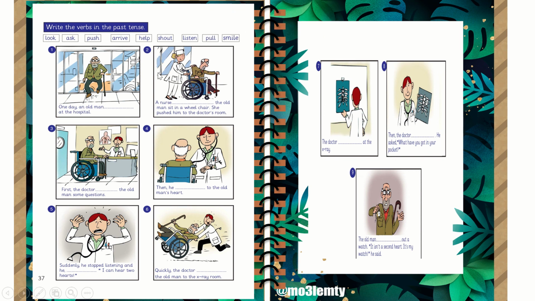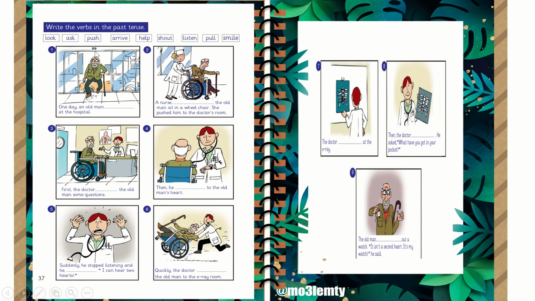Okay, so here we have shout, listen. I said to you, listen to me. Okay, pull. He pulls. For example, I said to you, can you pull this button for me? Pull, يسحب. Okay, smile, smile. Okay, so now do you understand the meaning of these verbs?